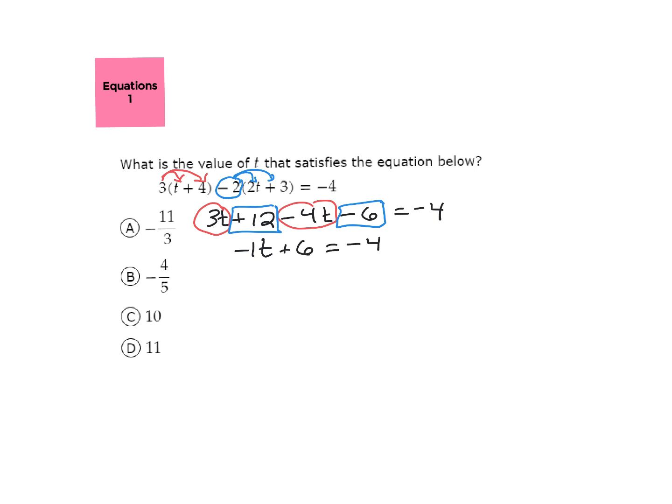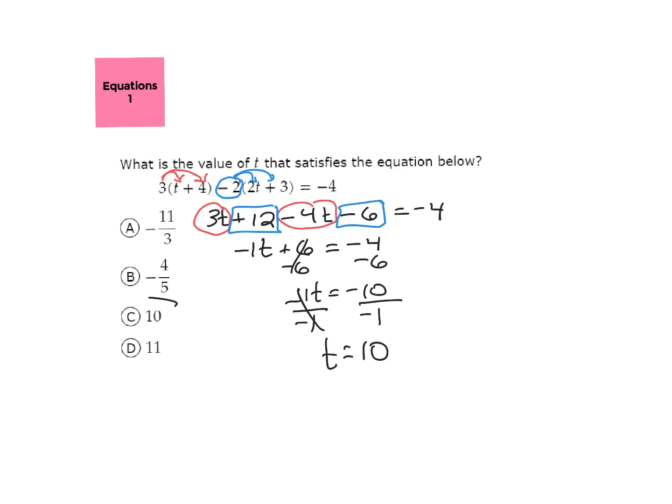So now you would subtract 6 from both sides. You just have a 2-step equation. You have -1t equals -10. You'll divide both sides by the number in front of your variable. So divided by -1, and you'll have t equals 10.